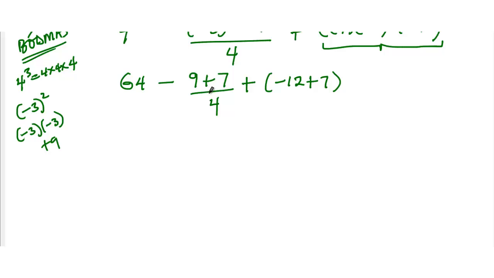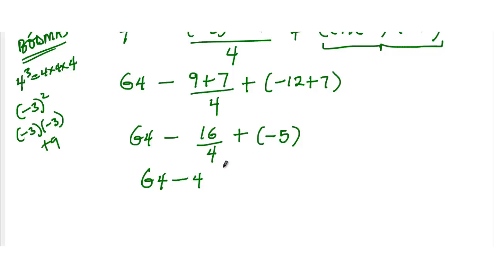So now we have 9 plus 7. 9 plus 7 here will give us 16. So we have 64 minus 16 over 4, right? Plus, now let's open this bracket. Now -12 plus 7 will give us -5. So 16 divided by 4 now gives us, we can also say minus 16 divided by 4. That will give us -4. Then plus times minus is minus. So that will be minus 5. So 64 minus 4 minus 5 will give us 55. So the answer to this particular problem is 55.